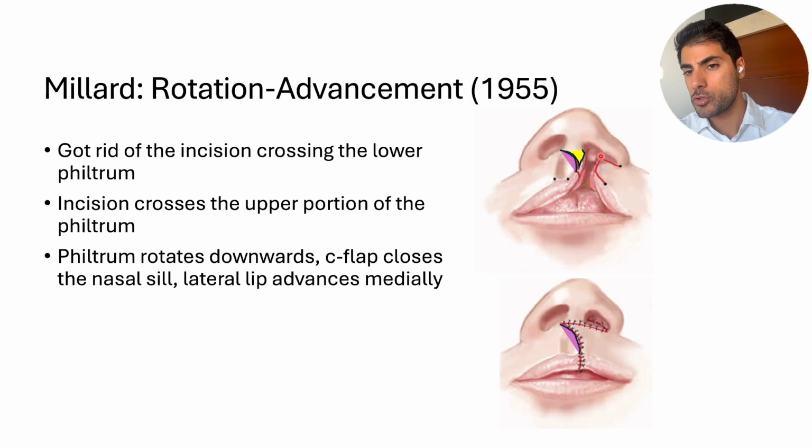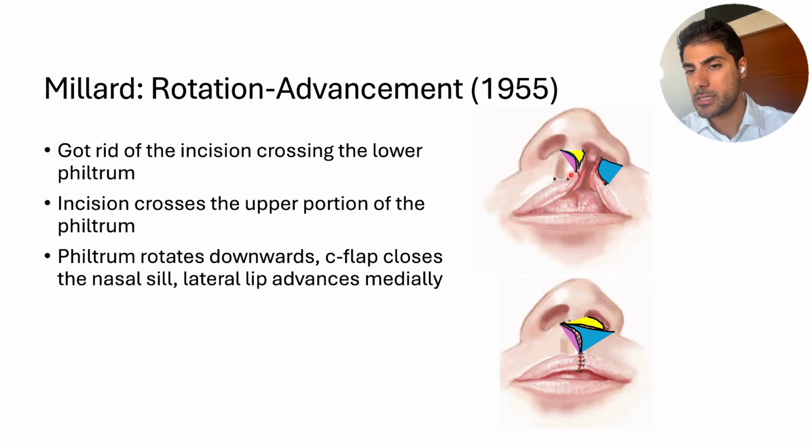The C flap will be used to close the nasal sill in complete cleft lips, so we can see how it is rotated and advanced to close the nasal sill. And finally, once this is rotated downwards and this is rotated towards the nasal sill, we will have a gap here that we will fill with the lateral lip. So this is the advancement. The blue part is the advancement. This is why it has an advancement aspect.